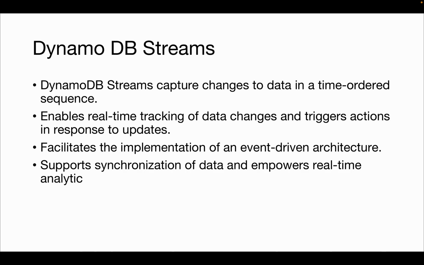DynamoDB has special features called streams. These features give you a list of changes that your data has gone through. It is like a timeline of what happened when. You can use streams to keep track of changes and do things automatically when data gets updated. This is useful for creating systems that respond to events, keeping data in sync, and doing real-time analysis on data.